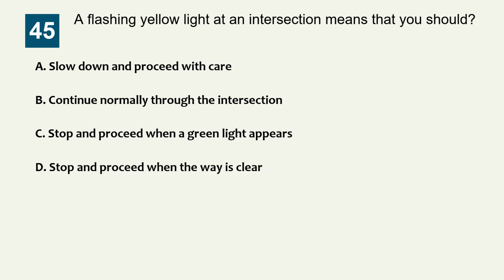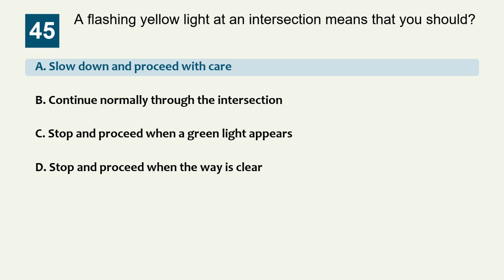Question 45. A flashing yellow light at an intersection means that you should: option A, slow down and proceed with care. Option B, continue normally through the intersection. Option C, stop and proceed when a green light appears. Option D, stop and proceed when the way is clear.